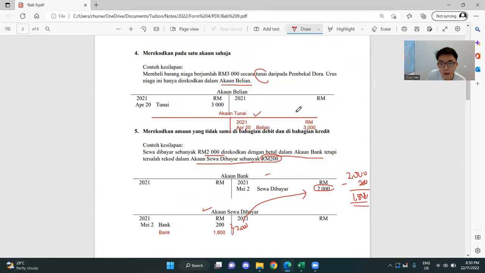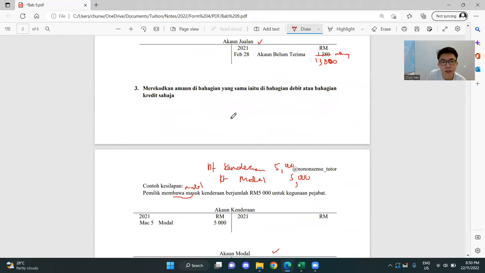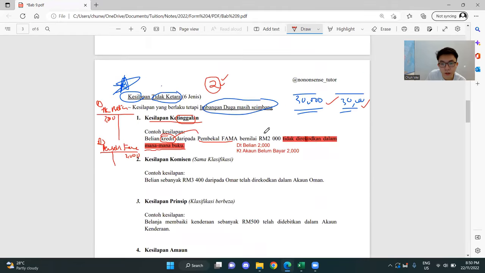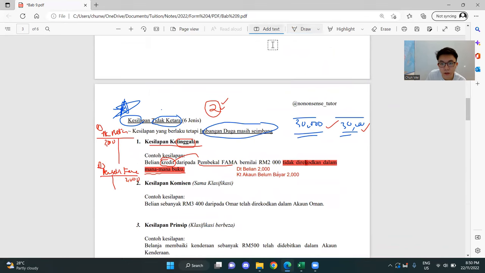Tadi, I just have to add to another account. So, it's just one account. That's why this is a kesilapan ketara. Can you see the difference? So, here. Okay, come back to here. So, this is a kesilapan ketinggalan. Okay? So, ABB, or you want to put ABB pembekal farma to show that.